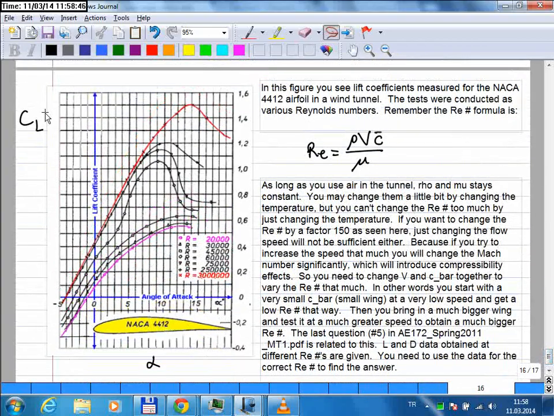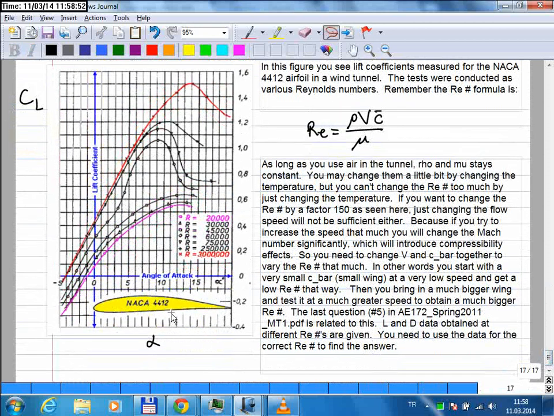So this is an example. These are the lift coefficient values obtained at different angles of attack. The horizontal axis is the angle of attack. You measure the lift force, and from there you obtain the lift coefficient for different angles of attack. As you see, at different Reynolds numbers, you get different values. For example, at 10 degrees, if the Reynolds number is 20,000, your lift coefficient is on the order of 0.5.